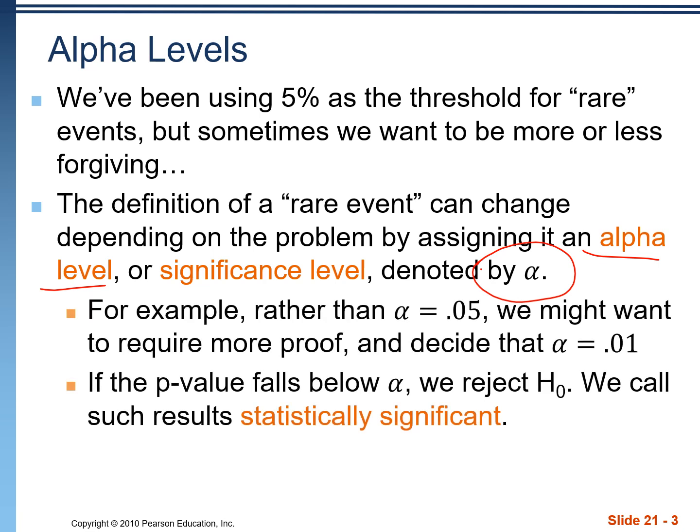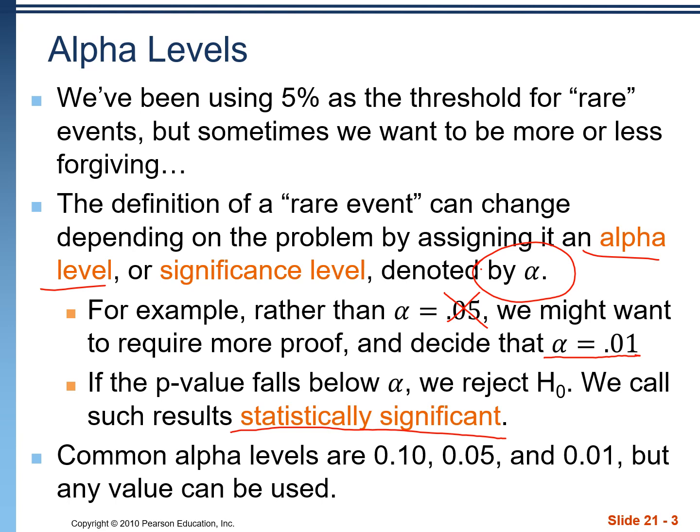So for example, let's say we're doing a hypothesis test and we want to require a bit more proof to reject the null hypothesis. We might decide to assign an alpha level of 1% rather than 5%. So for this problem, for us to reject the null hypothesis, we would want to see our p-value drop below 1% instead of the traditional 5%. If that happens, we reject the null hypothesis. We say the results are statistically significant. If it doesn't happen, if we end up with a p-value of, say, 2%, when our alpha is 0.01, we would say, fail to reject the null hypothesis, there's insufficient evidence, etc., etc.